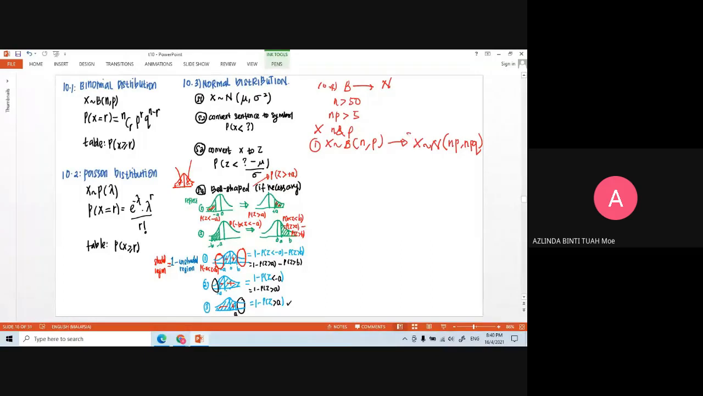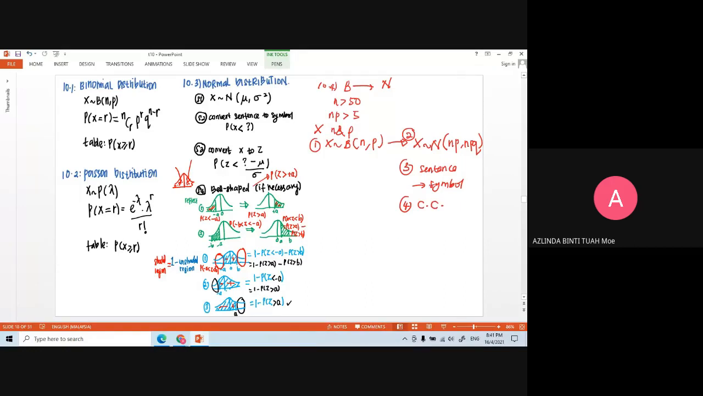So this becomes the second step. The third step, just follow the normal distribution steps. Convert the sentence to symbol. And then the fourth step, ada pertambahan step di situ di mana kita kena buat continuity correction.